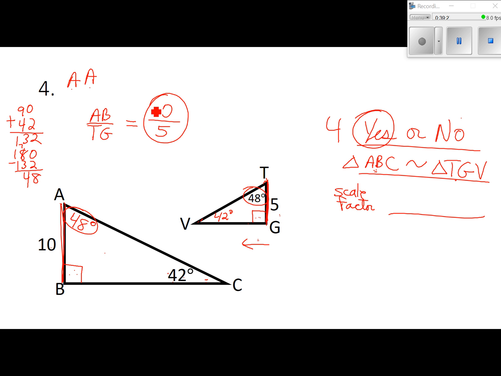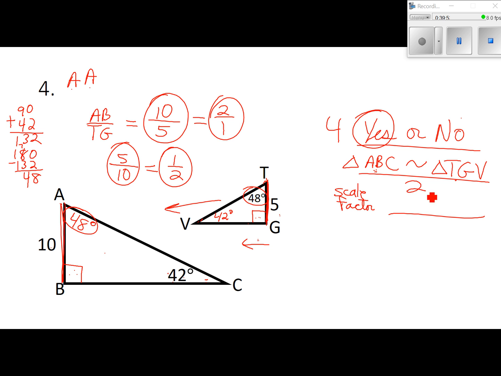Again, you could write that answer down. You could reduce it. That would reduce to 2 over 1. If you did it the other direction, if you started with this triangle and went this way, then you would have 5 over 10, which reduces to 1 over 2. I would accept any of those answers. All right, we'll put down that the scale factor is 2 to 1.